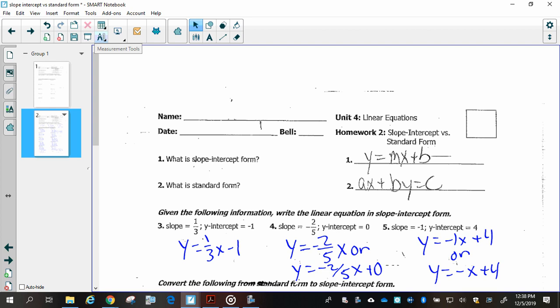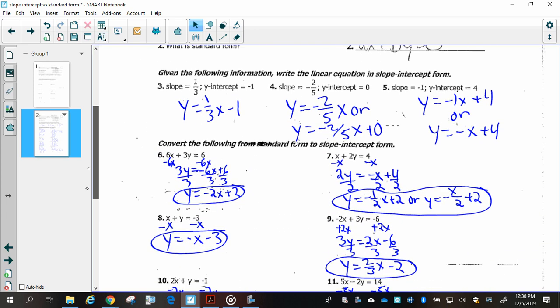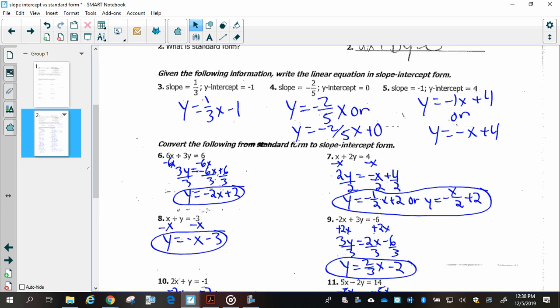So I'm just going to read them. Make sure you have those answers. For number 3, the equation was y equals 1/3 x minus 1. Number 4, you could have written it either way: y equals negative 2/5 x, or y equals negative 2/5 x plus 0. 5 was y equals negative 1x plus 4, or you could have left out the 1, y equals negative x plus 4.